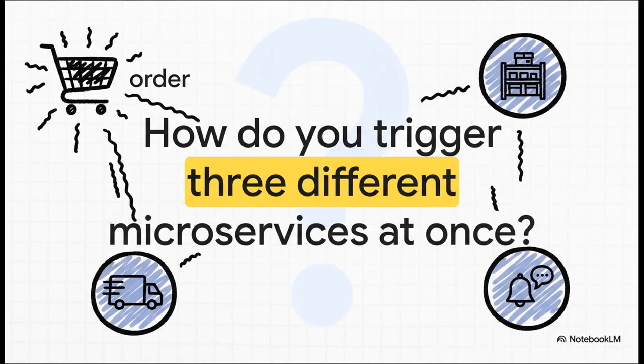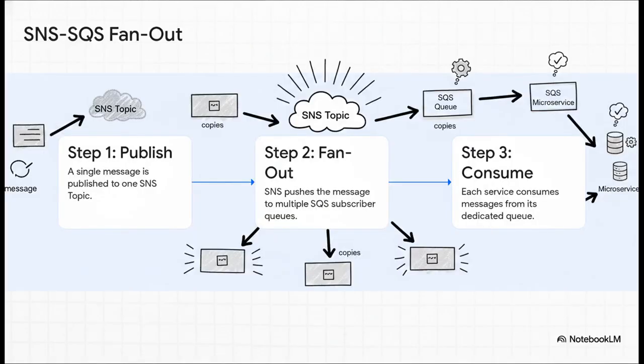Let's switch gears to a new pattern. An order comes in. That one single event needs to kick off your inventory service, your shipping service, and a notification service, all at the exact same time. How do you get one message to a whole bunch of different places? You do it with the SNS to SQS fan-out pattern.